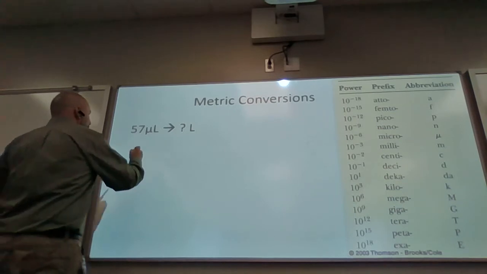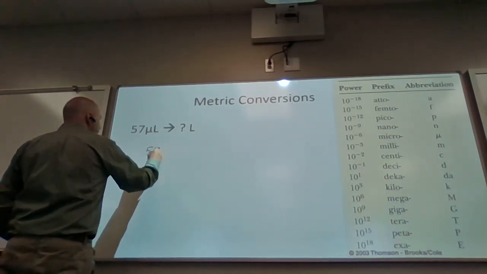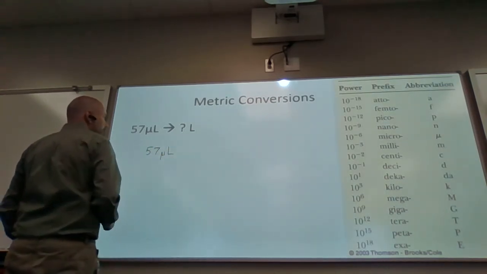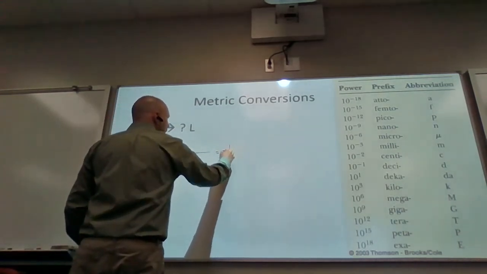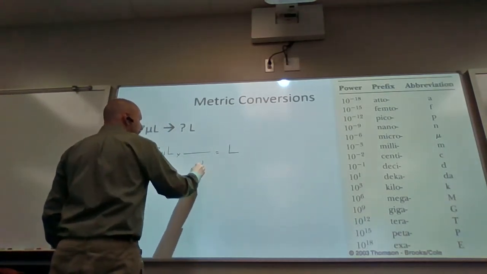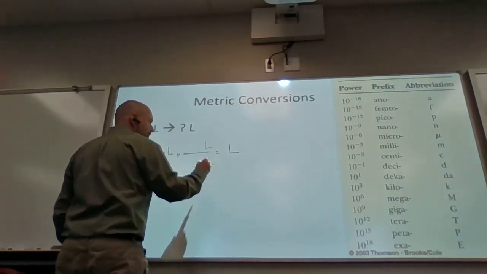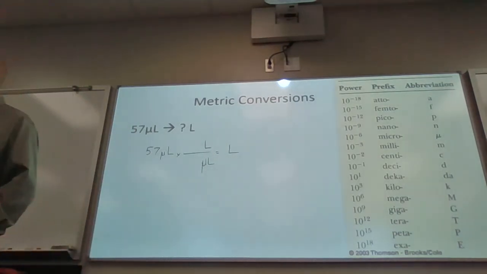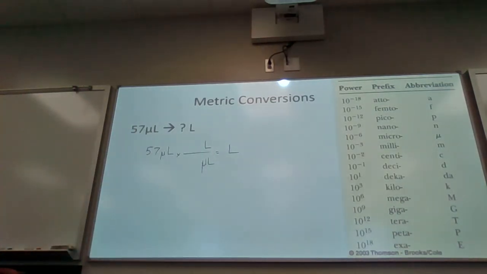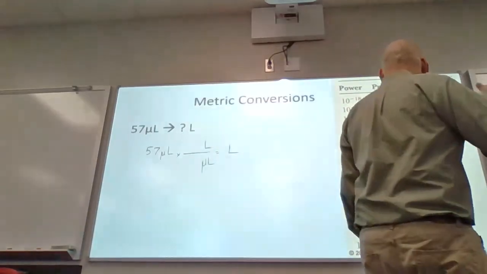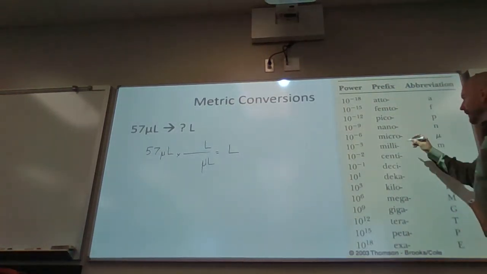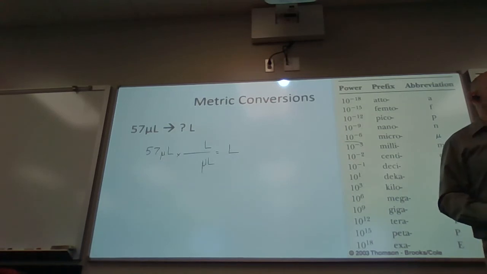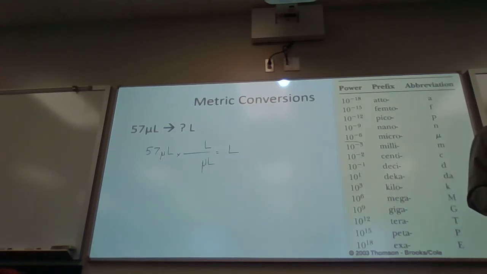So you've got 57 microliters. Converting that to liters, you want to end up with liters, so you know that microliters is going to be on bottom and liters is going to be on top. Most have no problem with this so far. Here's where the conundrum happens. Okay, micro, got it, times 10 to the negative sixth. What do I do with that?